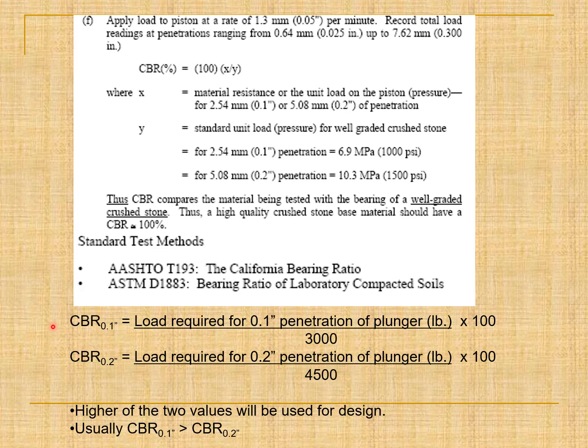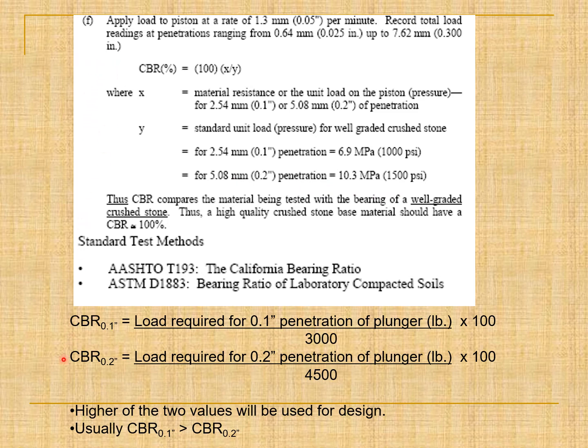We can write the formula of the CBR corresponding to 0.1 inch penetration and 0.2 inch penetration in terms of pressure, and you can see this formula: CBR is x over y multiplied by 100, where x is the material resistance or the pressure corresponding to 0.1 inch penetration or 0.2 inches penetration, and y is the standard pressure required for 0.1 inch penetration and 0.2 inch penetration respectively. So keep in mind that when you are using pressure, the standard pressure corresponding to 0.1 inch penetration is 1000 psi, and the standard pressure corresponding to 0.2 inches penetration is 1500 psi.